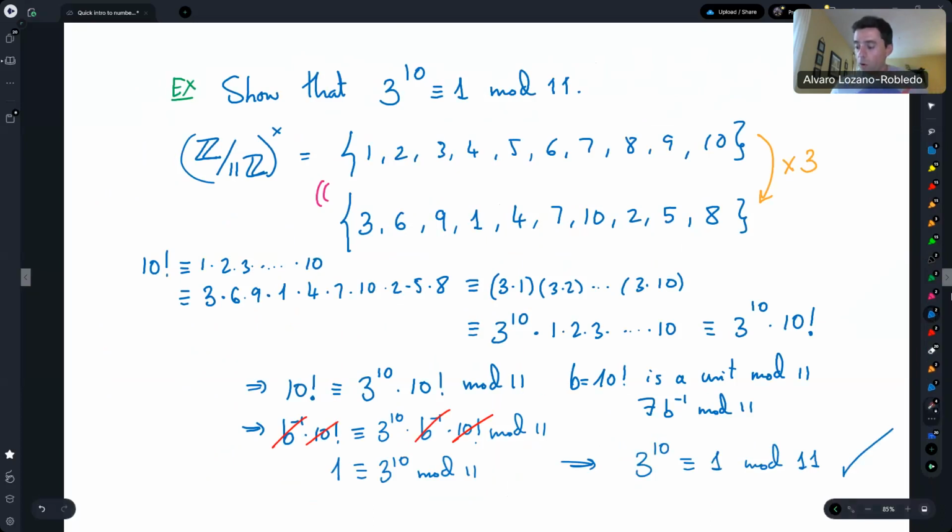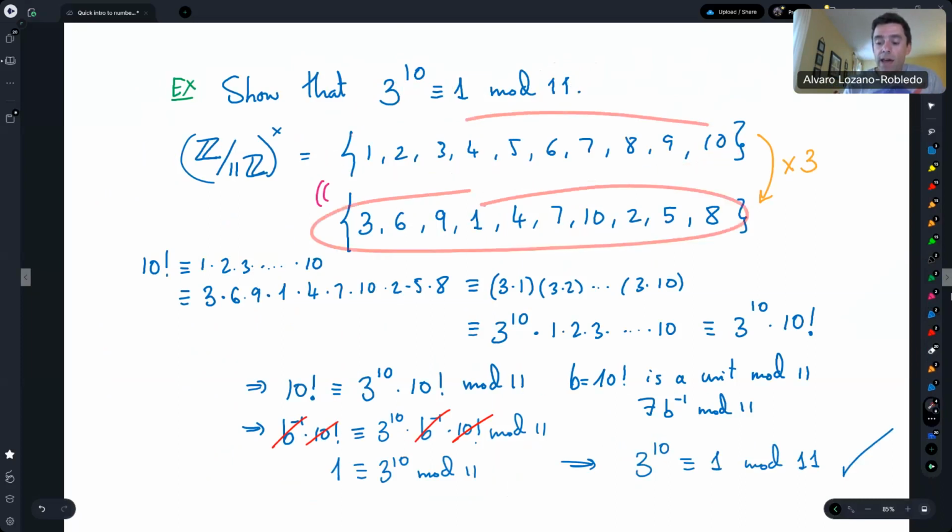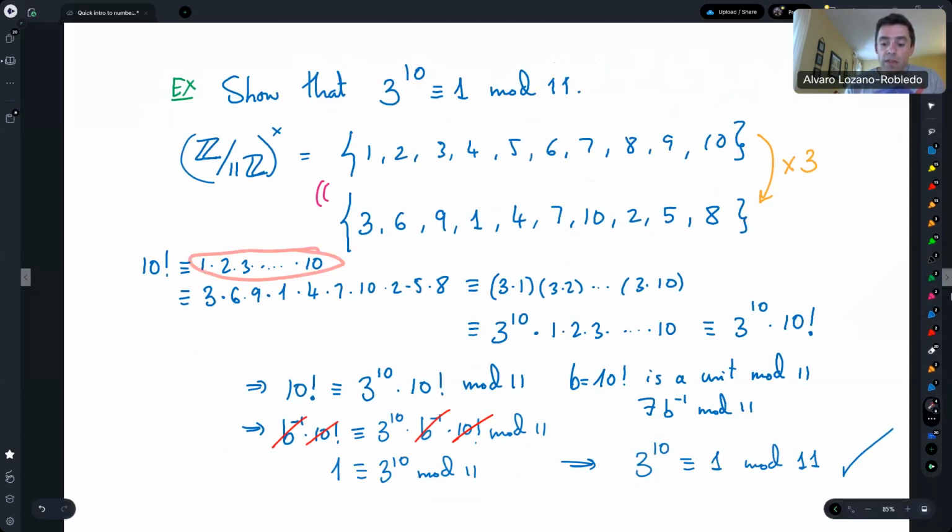Okay, so this technique, as I said, can be generalized to prove Fermat's little theorem in general. What you do is you have A to the P-1 and P. You write all the numbers from 1 up to P-1, multiply them by A, and that is going to be the P-1 factorial. And also it is going to be A to the P-1 times P-1 factorial, but P-1 factorial is a unit, so it can be crossed out from both ends and get that 1 is A to the P-1. Okay, so that's a proof of Fermat's little theorem right there.